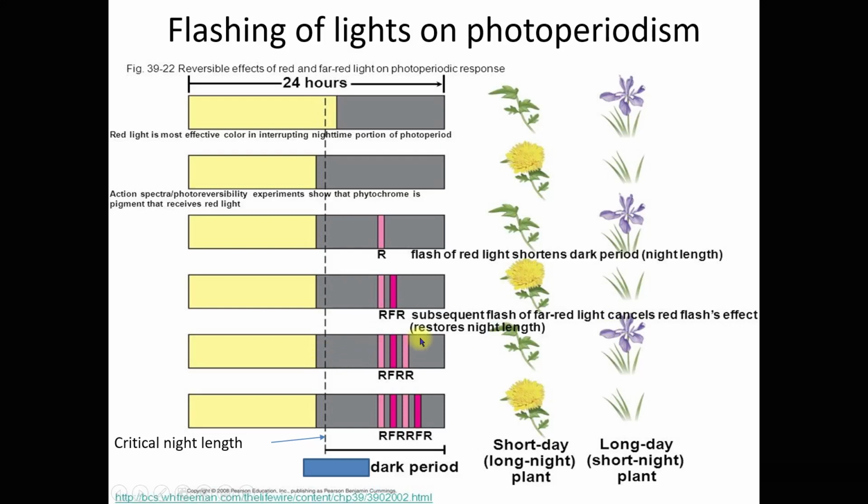And then what happens if we flash another far red light here? Again, this far red light will cancel off the effect of the red light, and this will cause the short day plants to flower and the long day plants not to flower.